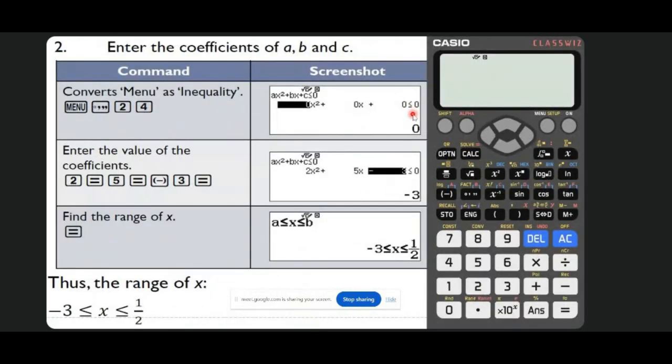When we choose number 4, this will come out on your screen. Make sure this is smaller than or equal to 0. Then key in the coefficients 2, 5, -3. After that, you will get the answer on your calculator. Then press equal. So this is the range of x that is given by the calculator and is also the correct answer.